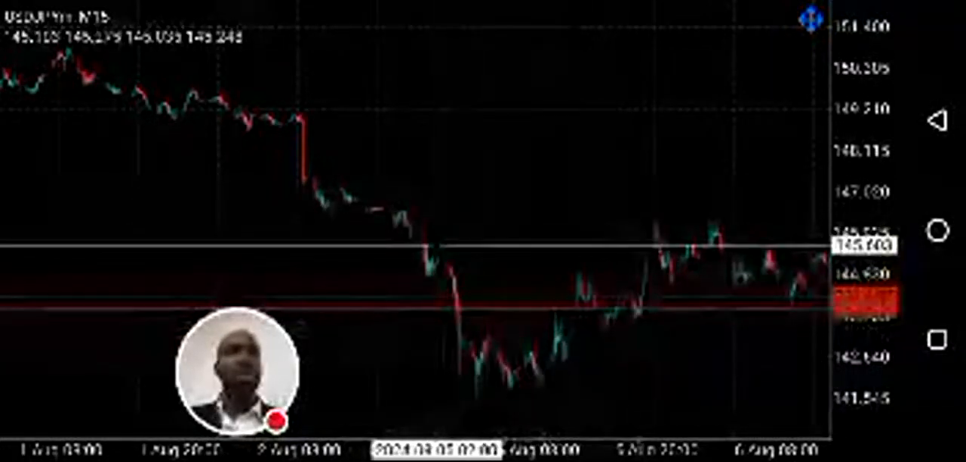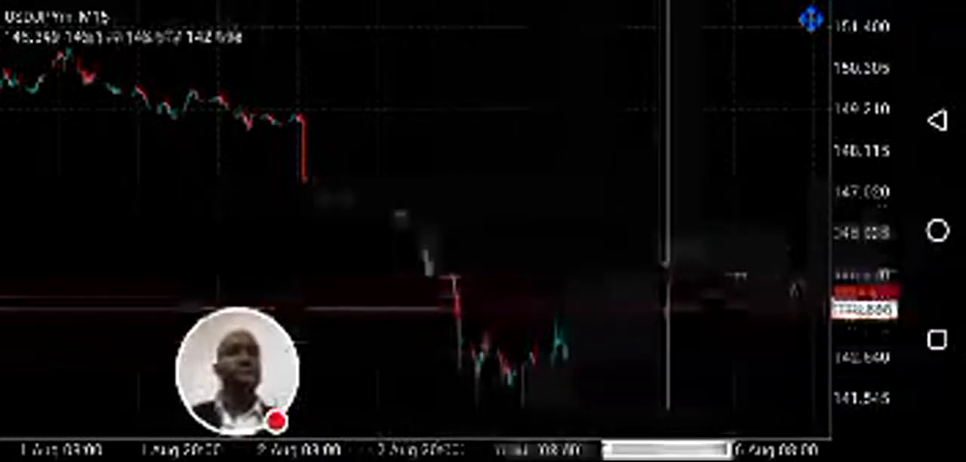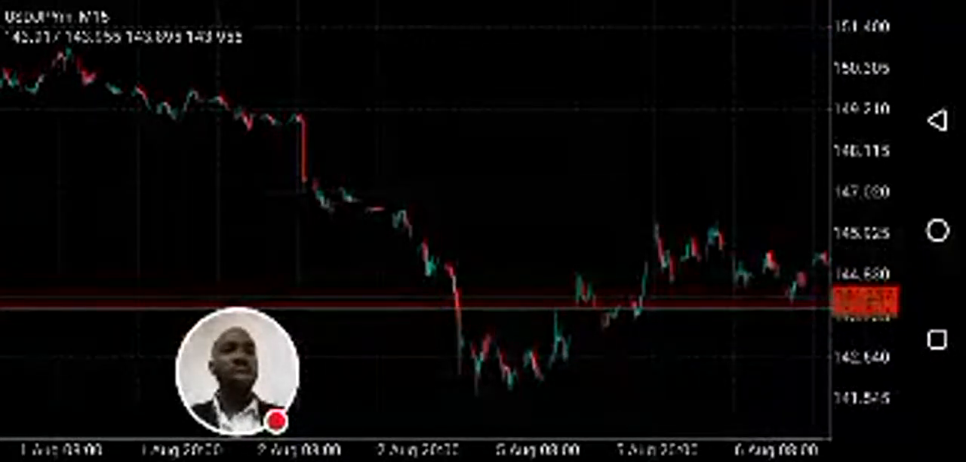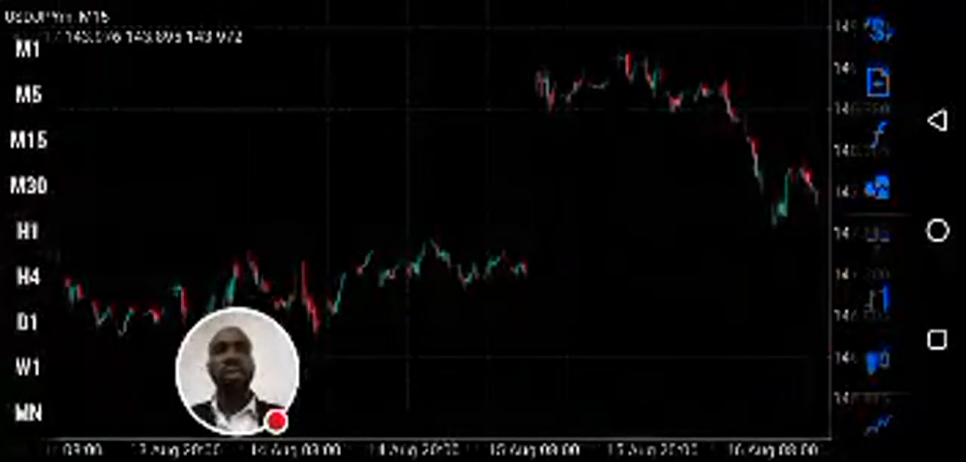You would have applied your Fibonacci from this swing high to this swing low. You wait for price to pull back to a discount area before you buy. And that is what we are seeing on the chart right now. That's what is playing out.